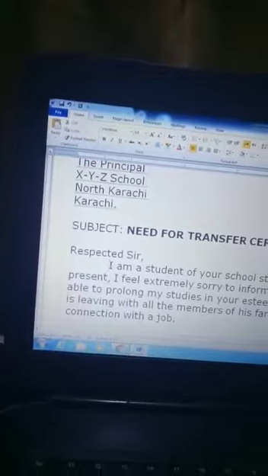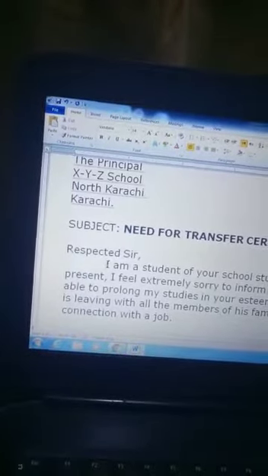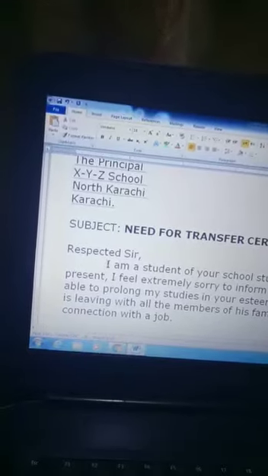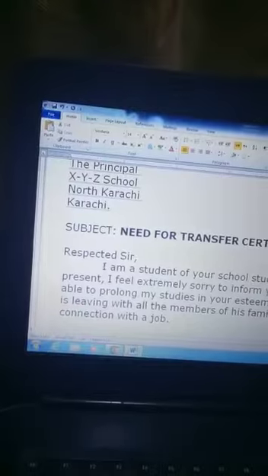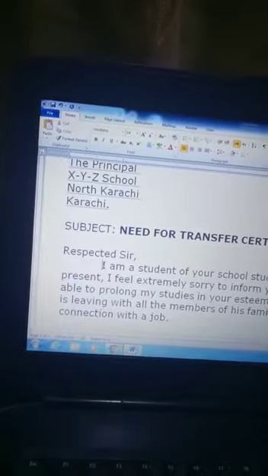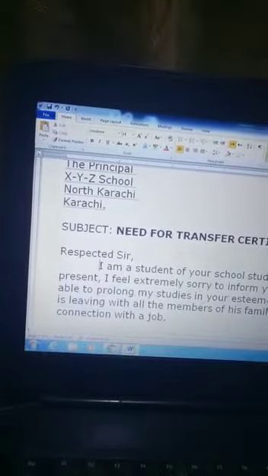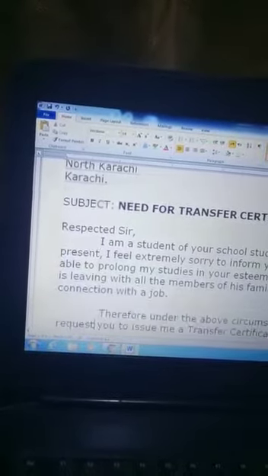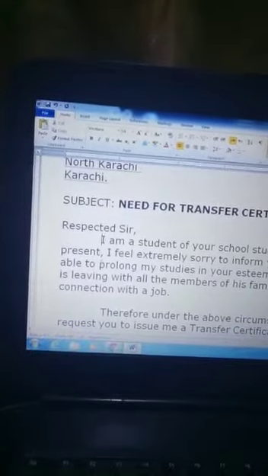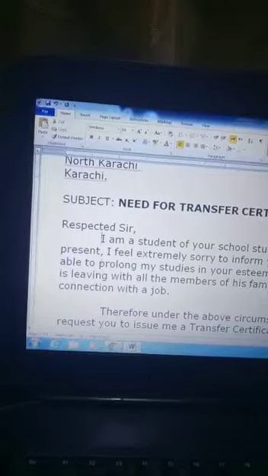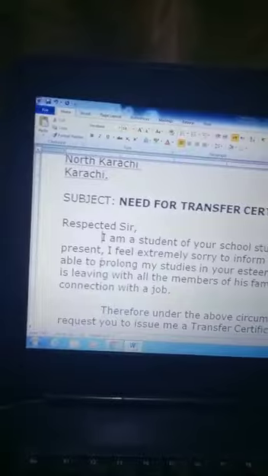Then you have read, I am a student of your school studying class 9 at present. I feel extremely sorry to inform you that I shall not be able to prolong my studies in your esteemed school, as my father is leaving with all the members of his family to Oman in connection with a job. What we are trying to tell him in the first paragraph, you will tell the reader who you are, and then also tell him or her your problem.